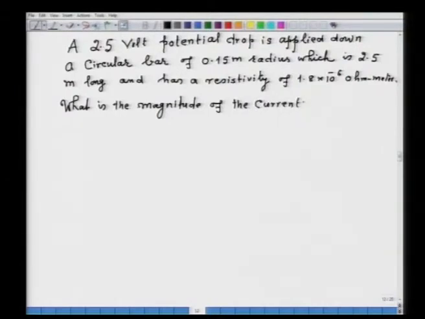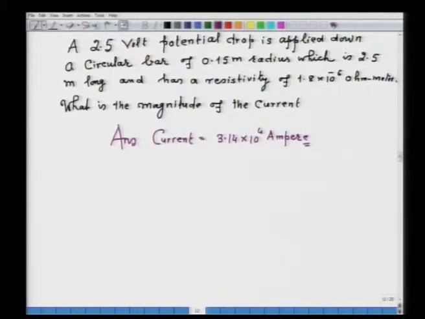Now, I will request you to solve this problem on your own. All that you have to calculate is the area of the bar and find out the resistance, and then find out the current. So, answer for this problem, that is current, comes out to be equal to 3.14 into 10 to the power 4 amperes. So, try yourself and get a feel of the calculations on electricity.